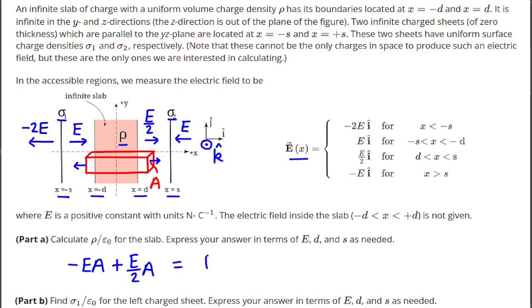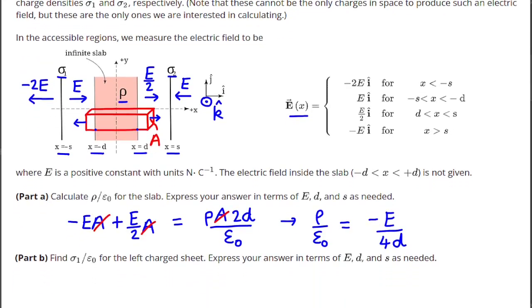So that will be the charge density times the area times the height where the charged slab is contained, which is 2d, over the permittivity of free space. So we can cancel out A, and what we get is rho on epsilon naught is equal to minus E on 2 on 2d, so we get minus E on 4d.